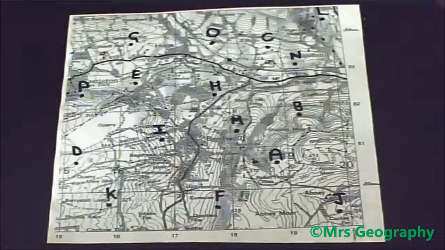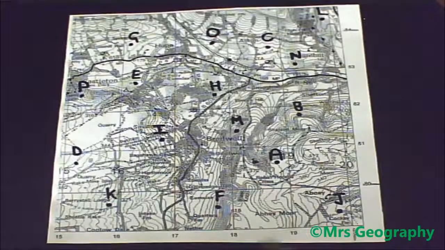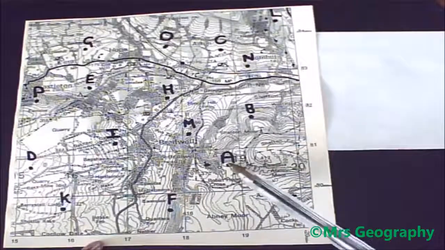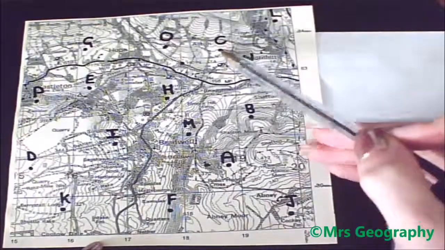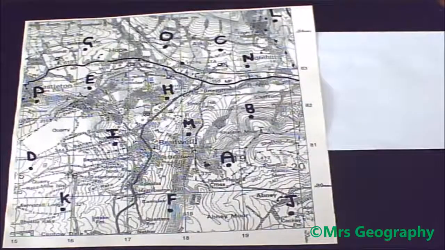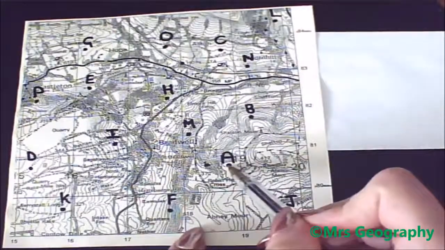Right, so let's now apply our new knowledge of 6-figure grid references to this example. Now, we're going to find each point individually in each letter. If you want to pause the video and do this on your own and then check your answers, you're more than welcome to. But let's try A together.